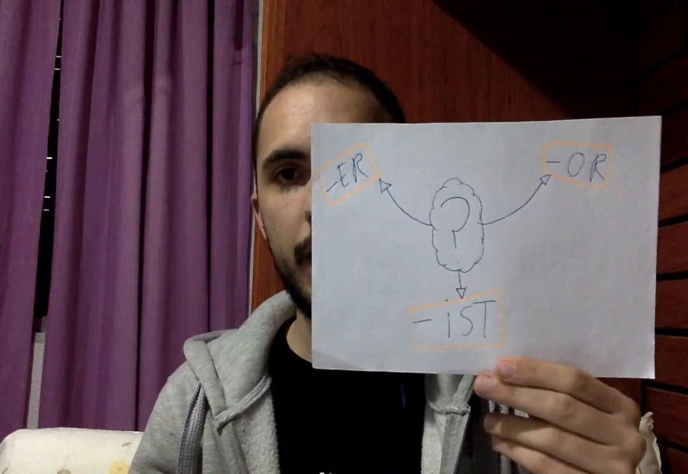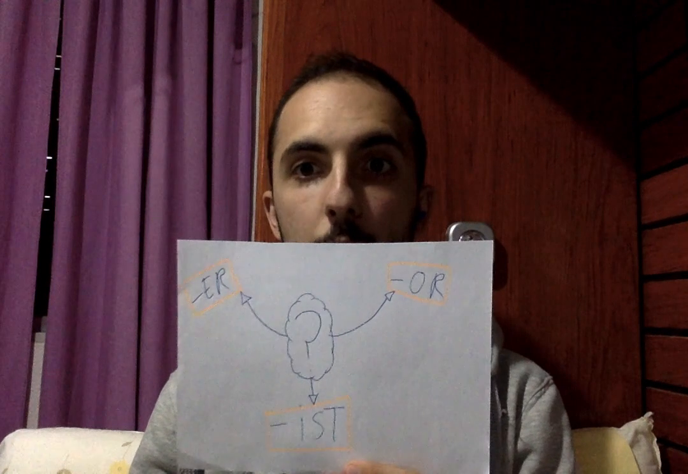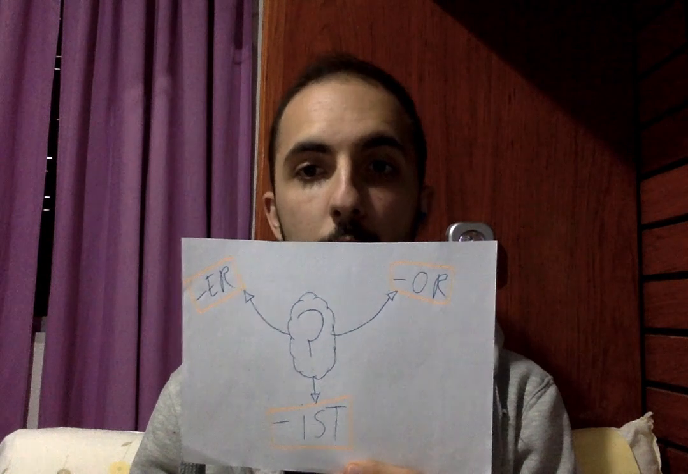Now the difficult thing, you know, this is not difficult at all. Okay, we will have more difficult stuff coming up, but you can also have, for example, in the case of jobs, when you have someone who works with art, it is an artist, right? Or someone who works with paint is a paintist? Not really, it's a painter. So you have three possibilities. You have ER, OR, and IST for jobs. So how do you know when it's OR, ER, or IST?